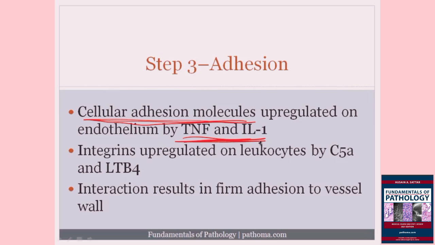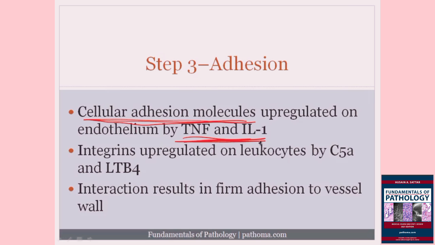So cellular adhesion molecules, also called CAMs. And you can go into a little bit of detail here. There's an ICAM and there's a VCAM. But I think it's sufficient for you to know that these are just cellular adhesion molecules. Now these cellular adhesion molecules are going to bind integrins, and integrins are present on the neutrophils or on the leukocytes.